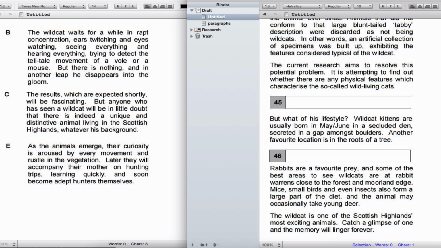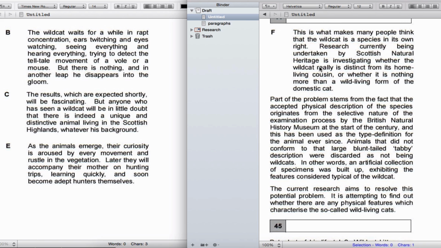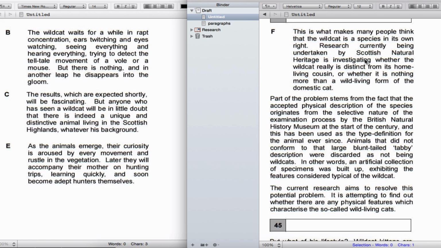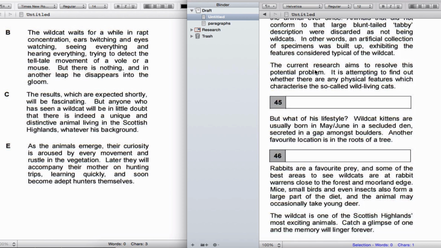Okay, so just two more. Well, now I think I'm a little bit more confident about the last two because I've only got three to choose from. So the current research aims to resolve this potential problem. That's the problem we just talked about. Is it a species on its own or not? It is attempting to find out. This research now. The current research. That's this one. Being undertaken by Scottish National Heritage. So some scientists are working on that. That's connected back here.